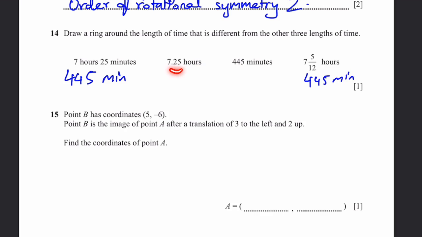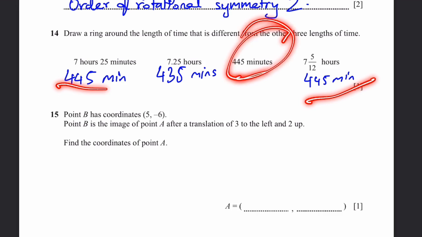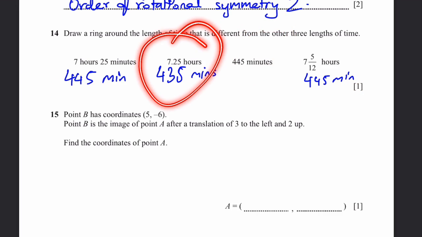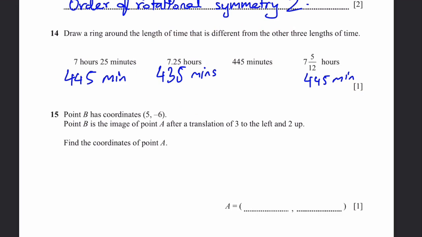Only for this one, 7.25 hours. This one, because it's a decimal, does the same thing as 7 and 1 by 4, which is equal to 7 hours 15 minutes. And this is different from all the others. These three have 445 minutes, but 7.25 hours is 7 hours 15 minutes, and that's why we can draw a ring around this one, just like this. That's the answer.